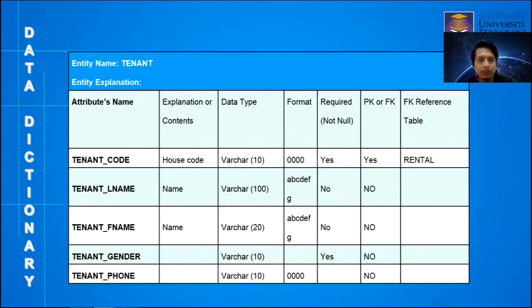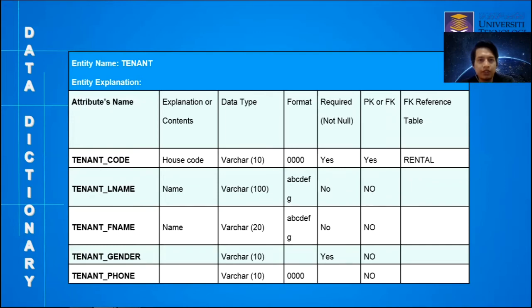Next, we have the tenant table. The attributes are tenant code, tenant last name, tenant first name, tenant gender, and tenant phone. Tenant code is the foreign key referencing the rental table.